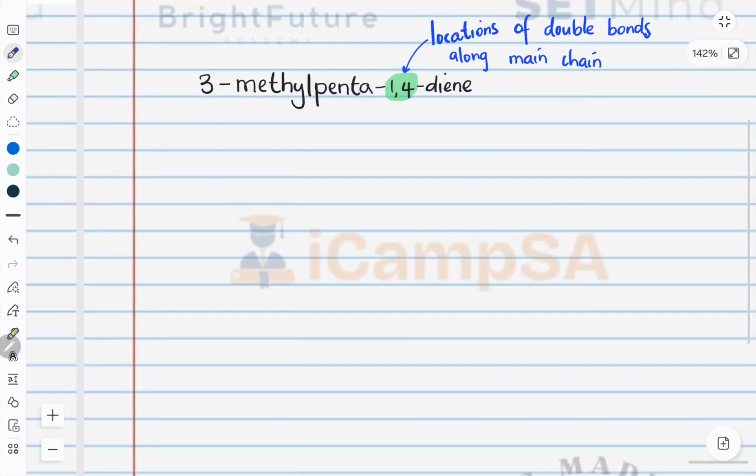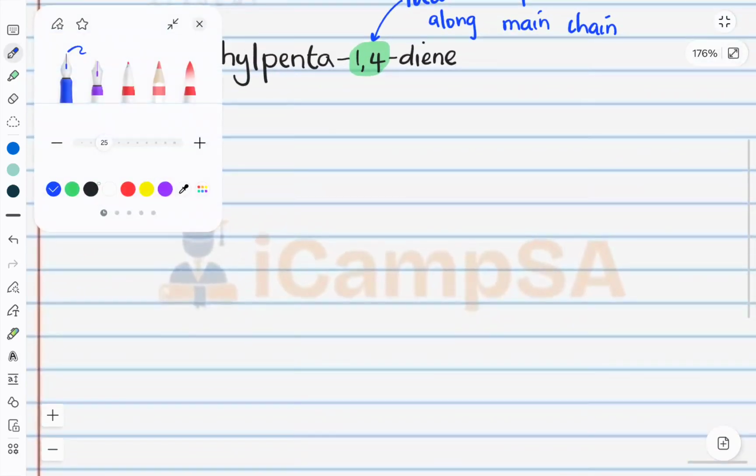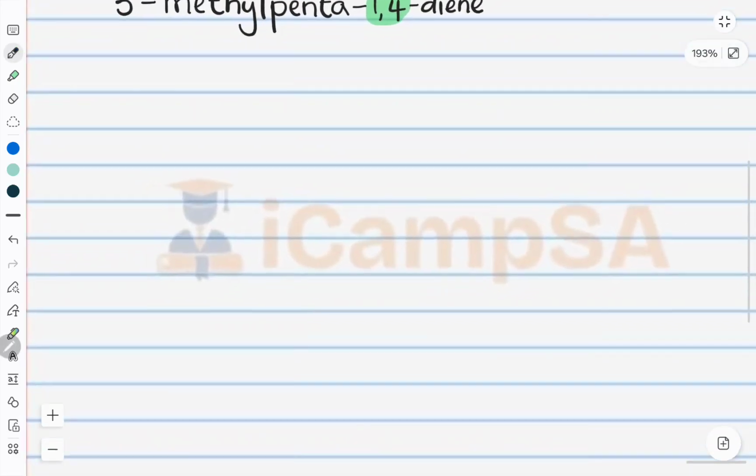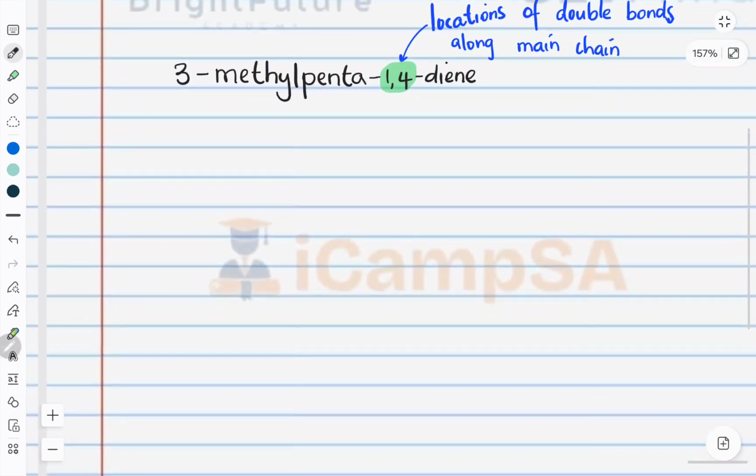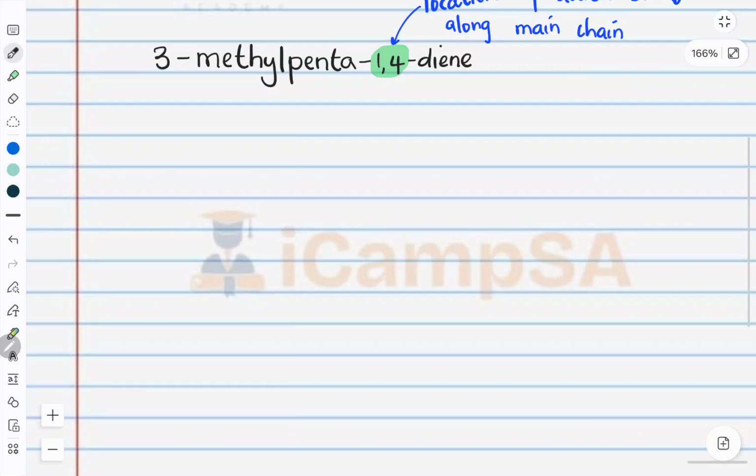Okay, so let us draw it. So remember what I said. Start by drawing the parent chain, and you assume that it's a straight chain. You don't draw zigzags and whatnot. You don't need that. Okay, so I'll draw 5 because penta is 5. So it's 1, 2, 3, 4, and then 5.